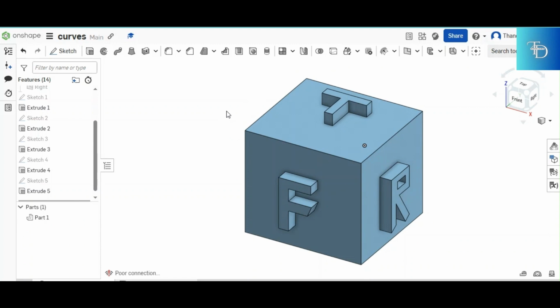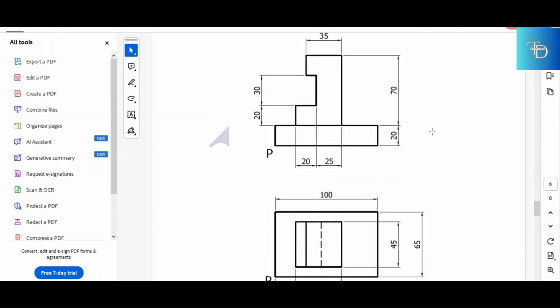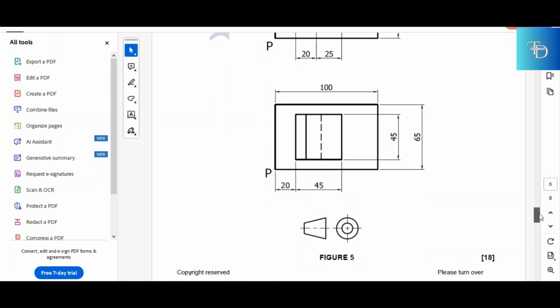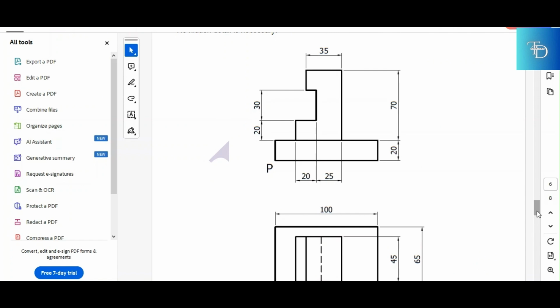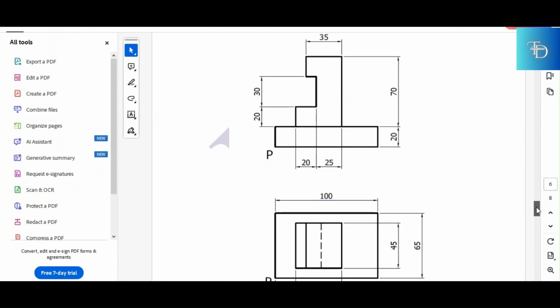Now let's shift to the case where you are provided with the first angle. With the first angle, we have this kind of representation. Here we're given two views, and why am I saying this is a first angle? Because I can spot the projection symbol right there. This is the projection symbol of the first angle. So since we've analyzed that this is a first angle, and we have two views, one view is at the top, and the second view is at the bottom.